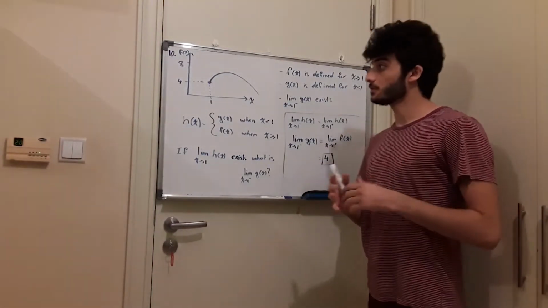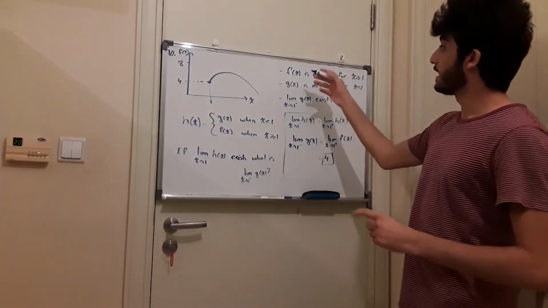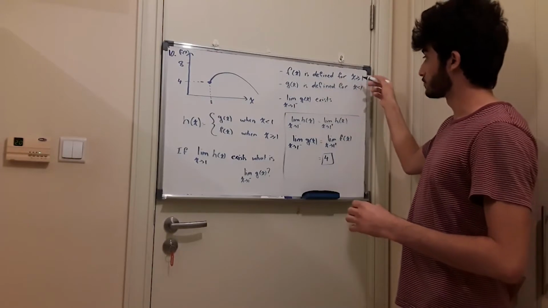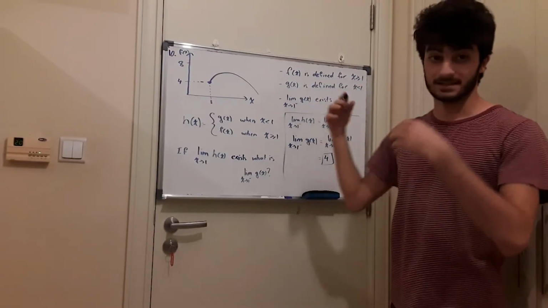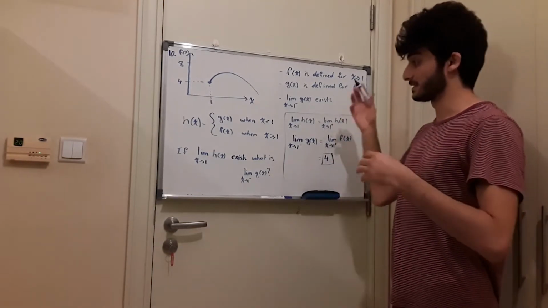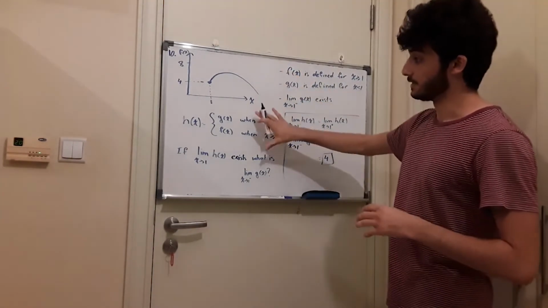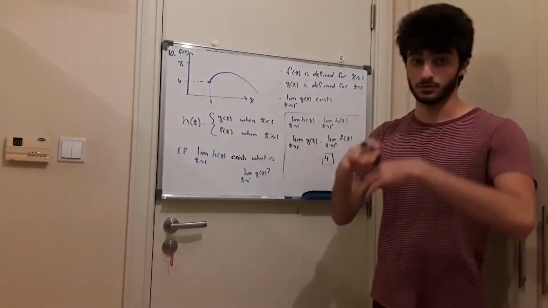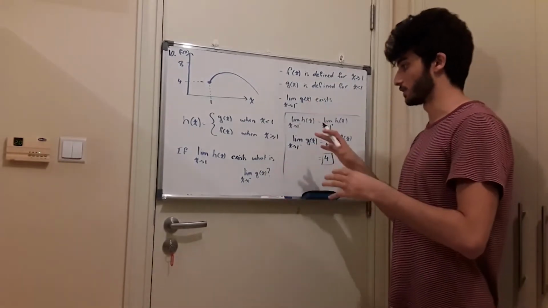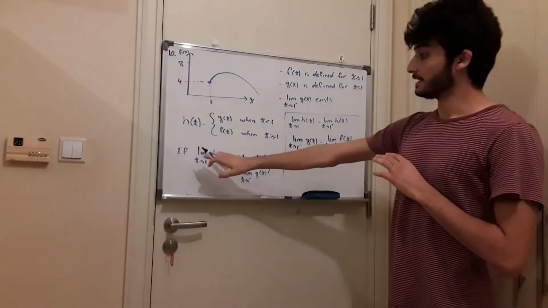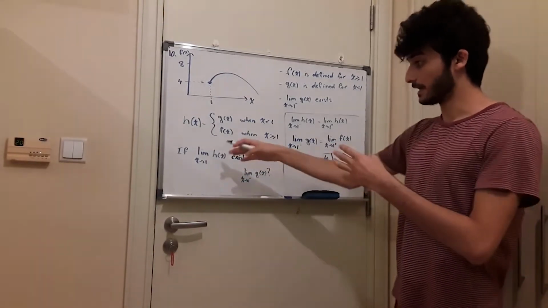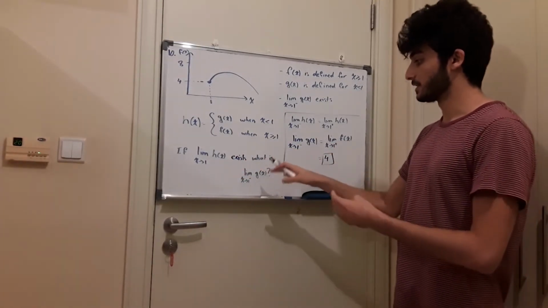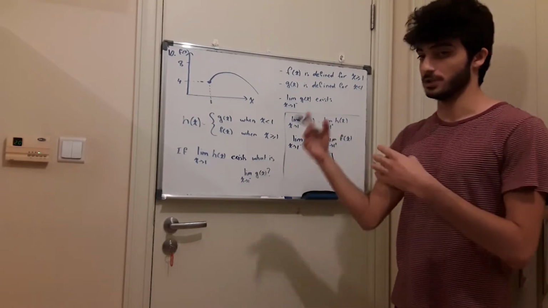So in grid question number 10, they said f(x) is defined for x greater than or equal to 1, g(x) is defined for x smaller than 1, limit as x approaches 1 minus of g(x) exists, and then they give you these. This given and this given are the most important given out of this whole question. They said limit as x approaches 1 of h(x) exists. If that exists, then what is the limit as x approaches 1 minus of g(x)?